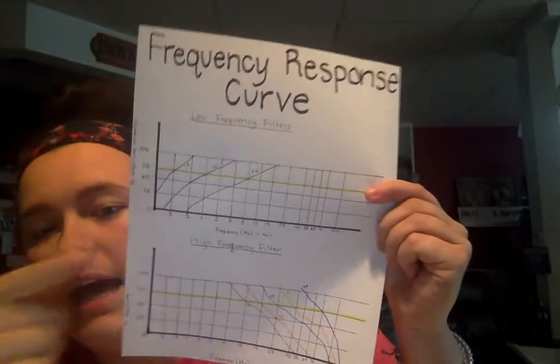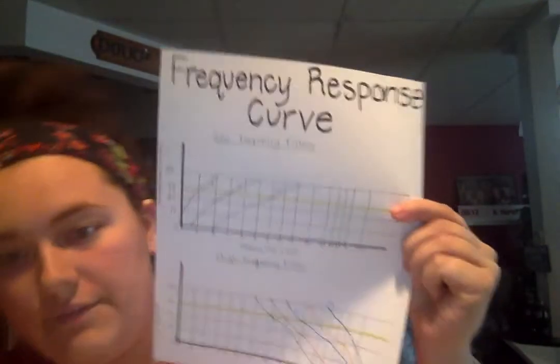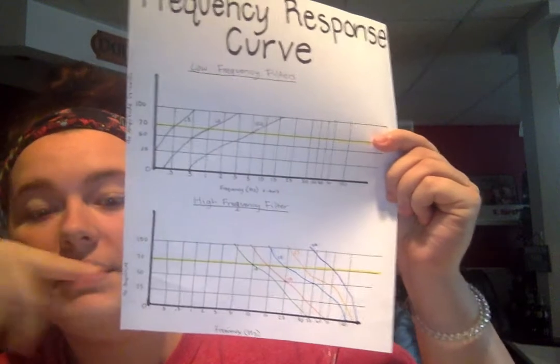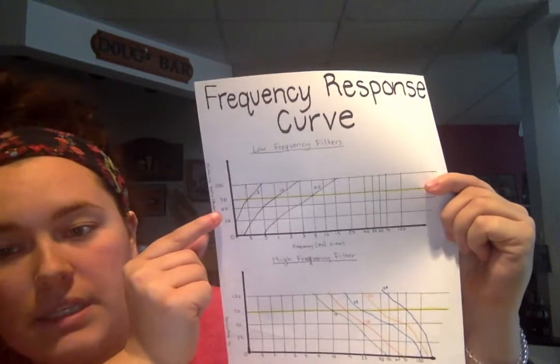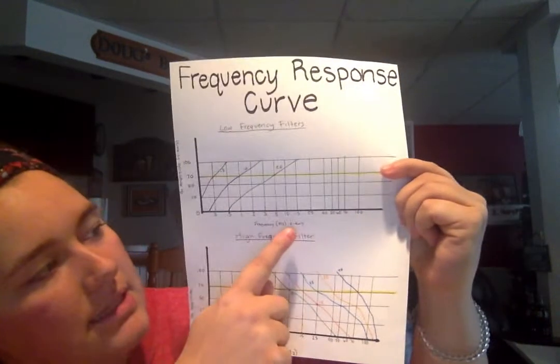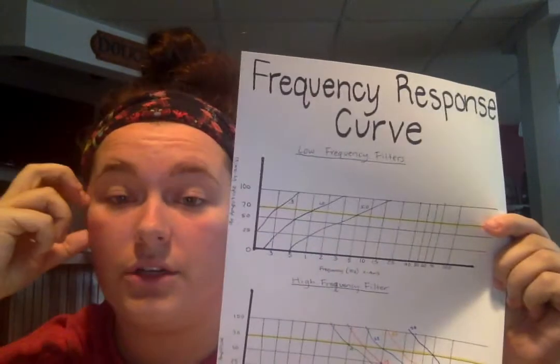So for example, I drew up a frequency curve graph, and on top is the low frequency filter graph, and on the bottom is the high frequency filter graph. The y-axis is the amplitude percentage, and the x-axis is the frequency in hertz.